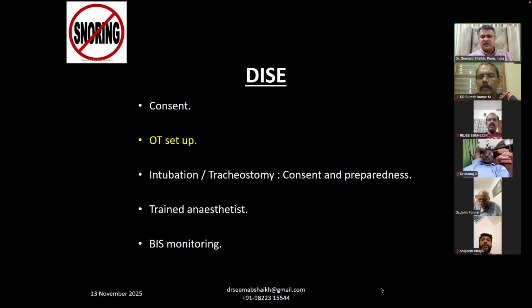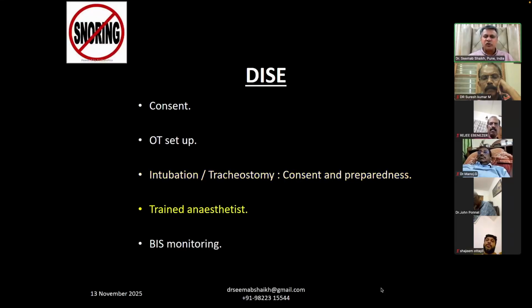You're already dealing with a compromised airway, and if the airway collapses, you will not be able to intubate and get that patient out. That is why the intubation tracheostomy consent becomes very important, and you have to have preparedness for all of this before you take the patient up for DISE. It has happened many times that just a little bit extra propofol or a little bit extra sedation has caused the already compromised airway to collapse, and then people have not been able to intubate, and it has created problems. I know this because I also deal with medical legal issues as one of my fortes.